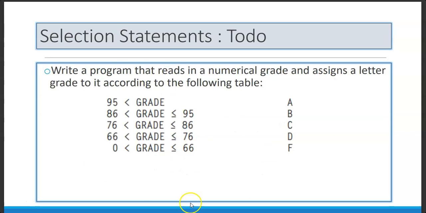The second to do, we have it here. A program that should read a numerical grade and assign a letter grade to it according to the following table. So if somebody's score is above 95, it should be given an A. A grade of above 86 but less than or equal to 95 should be given B. A grade of above 76 to 86 should be given C. A grade that is above 66 to 76 should be D, and any grade that is 66 or below should be given an F.